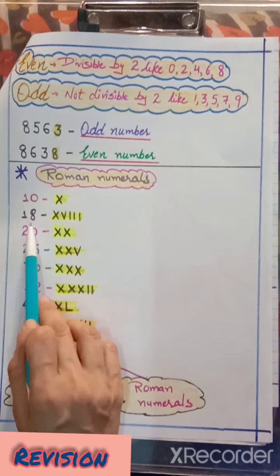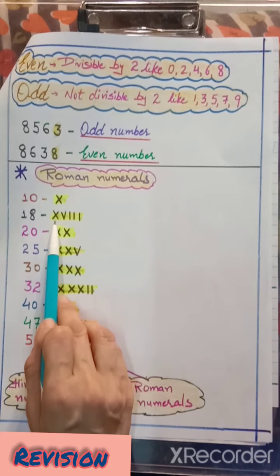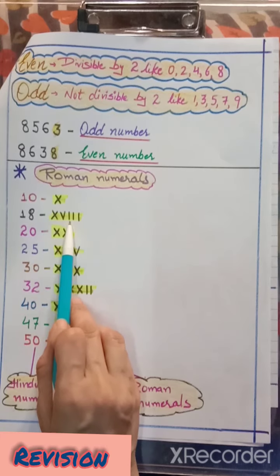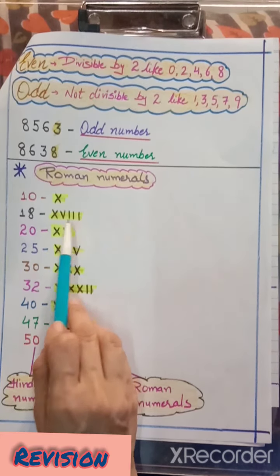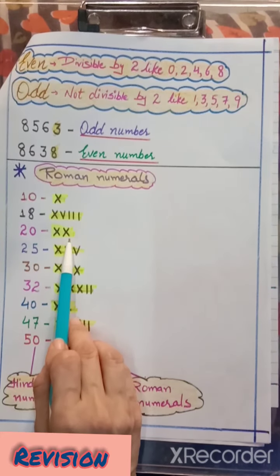Suppose the next number is 18. 18 is 10 plus 8. In place of 10 we will write X, and for 8, VIII. V means 5. I means 1. So we can repeat I a maximum of 3 times. So this is 18. Next is 20. XX. 2 times X we can write.